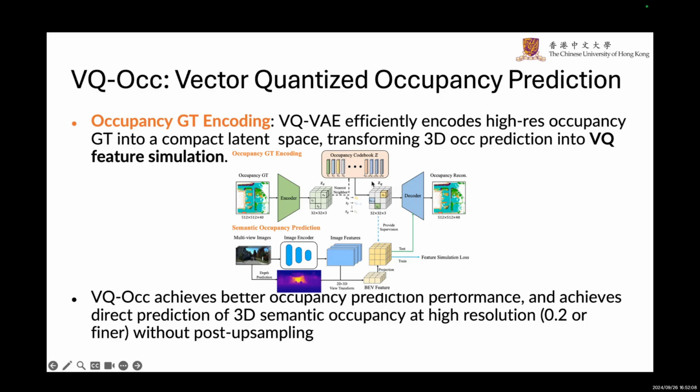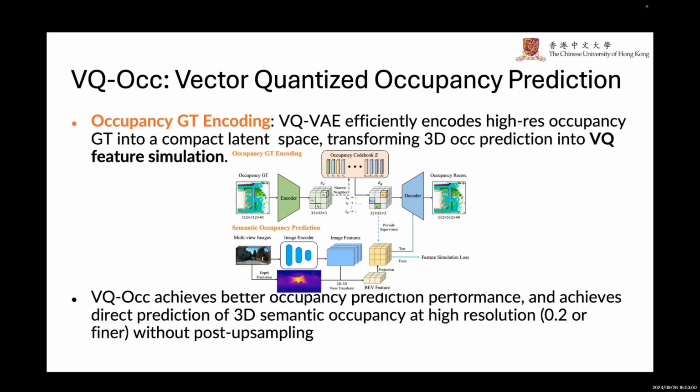And once the occupancy GT encoding is done, we can see that we have already compressed all the GT occupancy into a fixed number occupancy codebook Z. And then in the second step, all we need to do is to process the input to get a certain feature in a 3D or BEV feature space. Then we just need to learn to do the feature simulation towards the occupancy codebook. So this is the basic idea. In this way, we can decouple the occupancy prediction into a GT encoding and feature simulation. Each step is much easier than the original 3D occupancy prediction task.